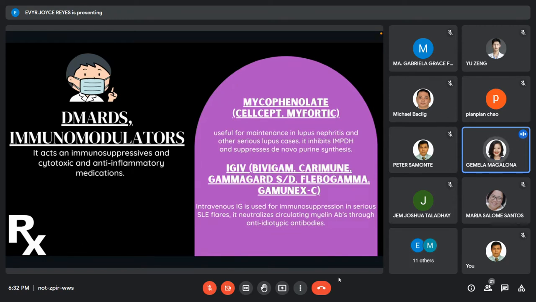Another example of the DMARDs is mycophenolate and IVIG. The mycophenolate is used for maintenance in lupus nephritis, while the IVIG is an intravenous immunoglobulin that is used for immunosuppression in serious SLE flares.